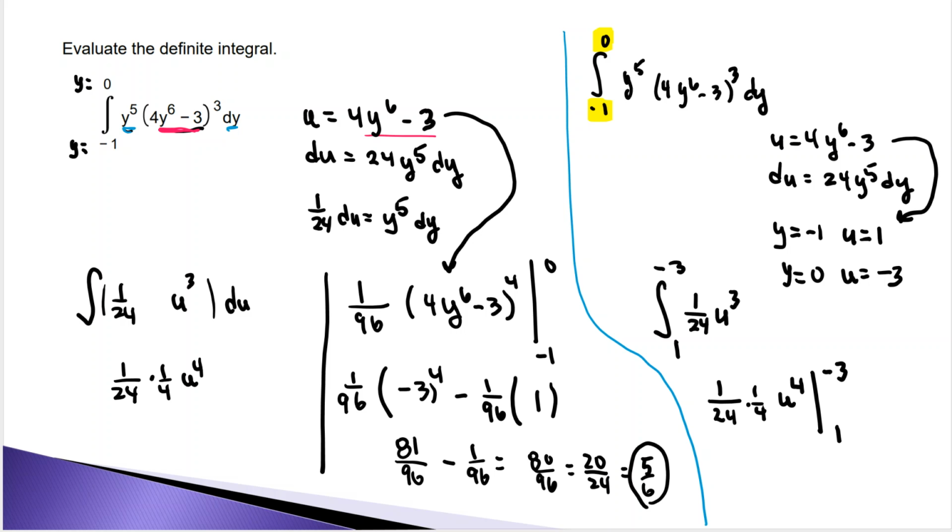I don't have to go back and substitute back into y's because I've really done it when I do my limits. So when I plug in here, I've got 1 over 96 times minus 3 to the 4th is 81, minus 1 over 96 times 1 to the 4th is 1. So 81 minus 1 over 96 is 80 over 96. And let's just say etc. from this, because you can see at this point I've got the same answer that I had before. Okay? So just wanted to show that to you as an option. Either one of these techniques is going to work for you.